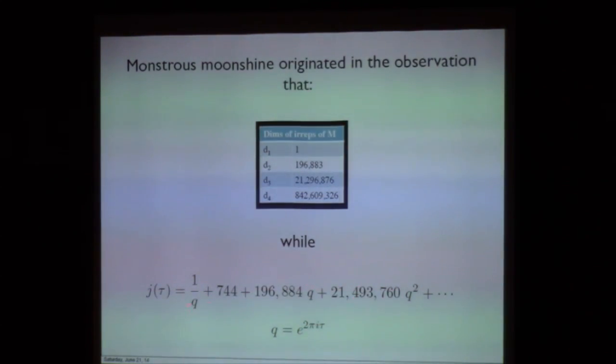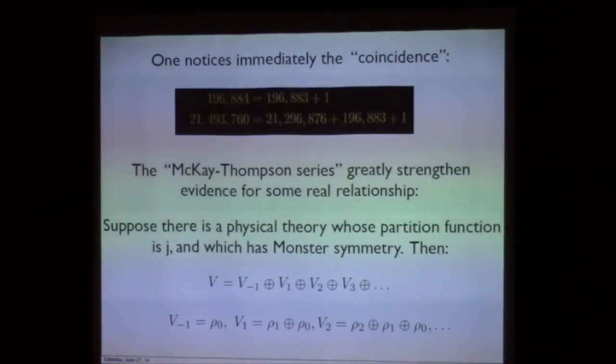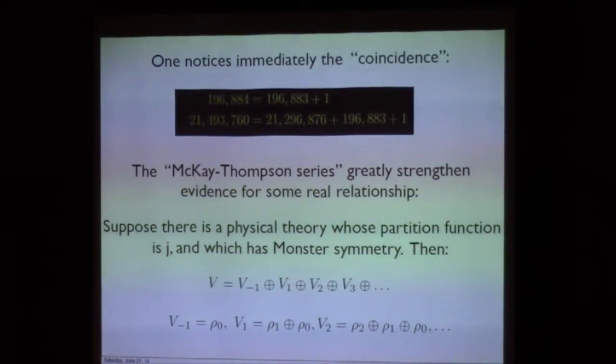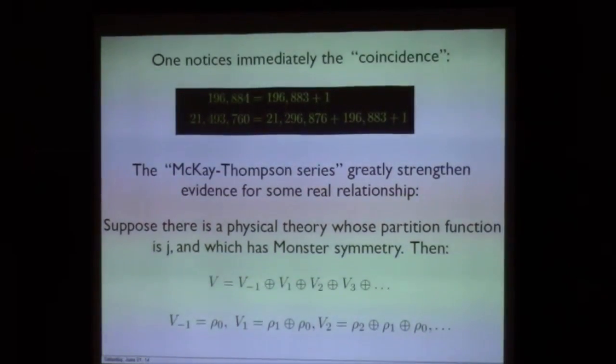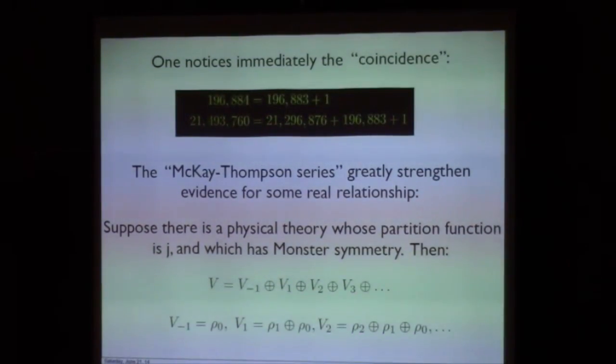In some convention, these would be states at energy -1, 1, 2, and so forth. And the coefficients here tell you how many states there are at that given value of energy. Okay? Well, if there were such a physical theory whose partition function was J, and if it had monster symmetry, then that could explain why the J function is related somehow to representations of the monster, because at each energy eigenvalue, there would be monster representations.